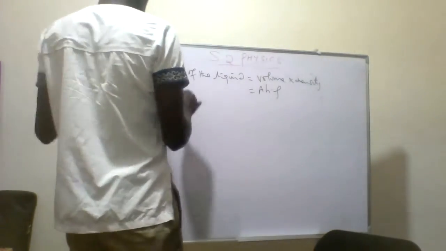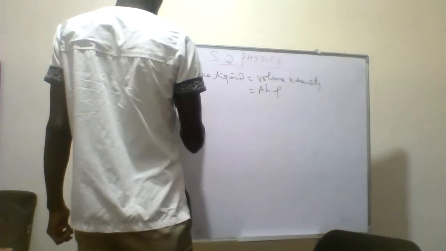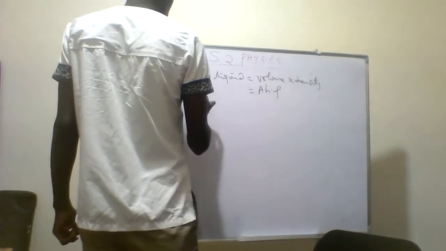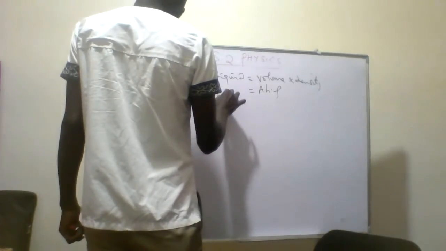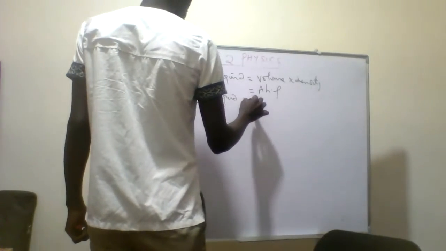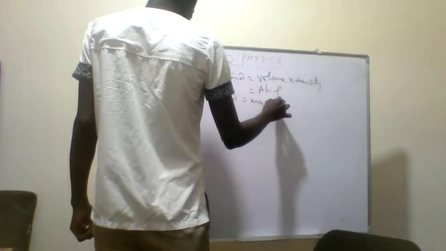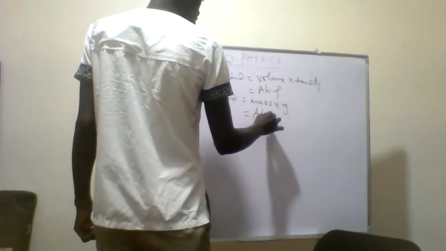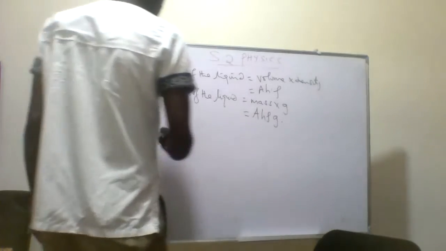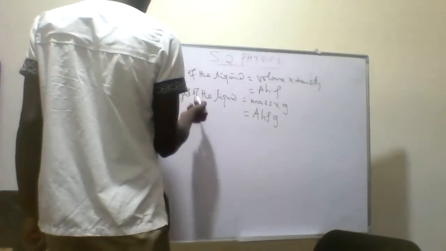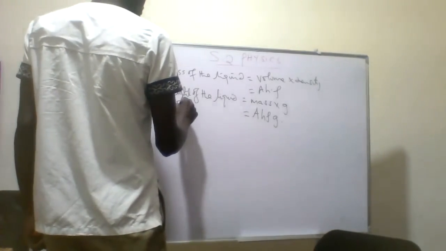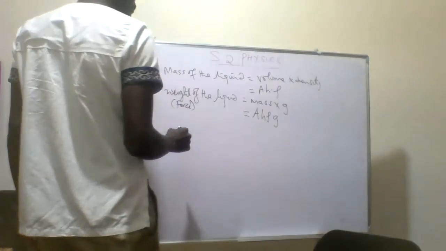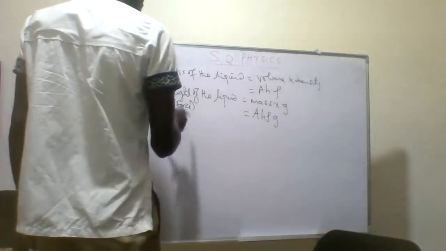So we are at that point, and then let's get to the weight of the liquid. Weight of the liquid is equal to mass times acceleration due to gravity. So this reduces to AH rho g. That is the weight, which is the same as the force. That is the weight or the force exerted by the liquid on the container.